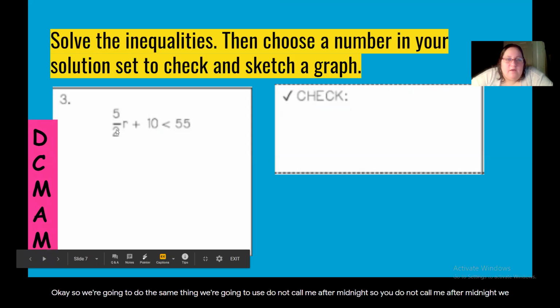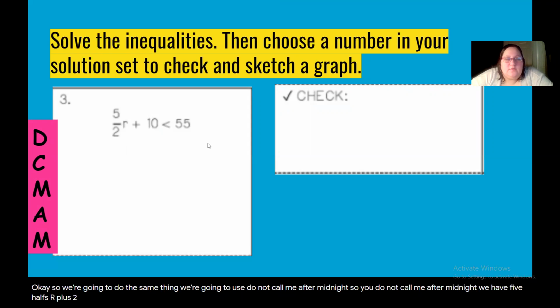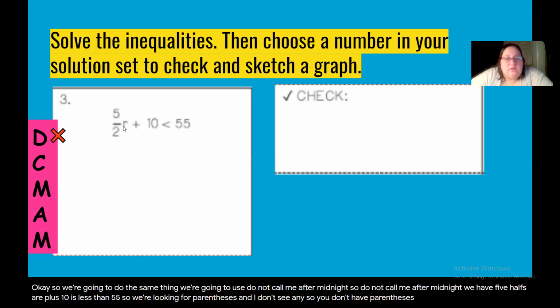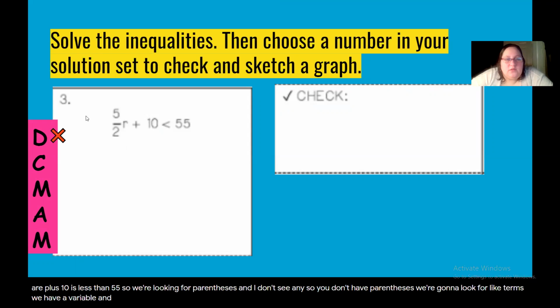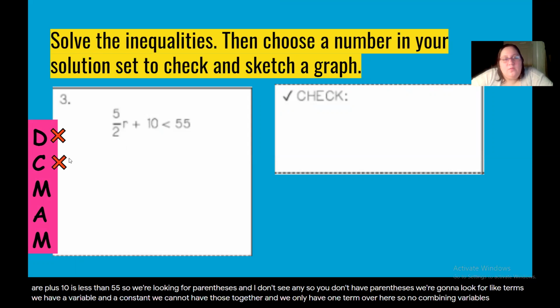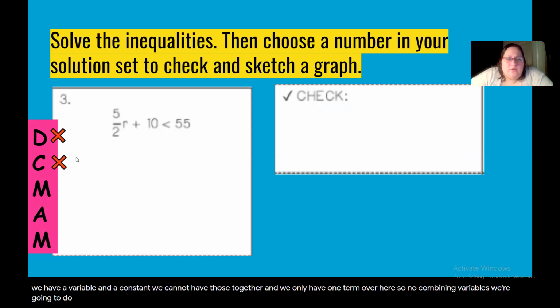We have 5/2 r plus 10 is less than 55. So we're looking for parentheses, and I don't see any. So we don't have parentheses. We're going to look for like terms. We have a variable and a constant. We cannot add those together, and we only have one term over here. So no combining variables.